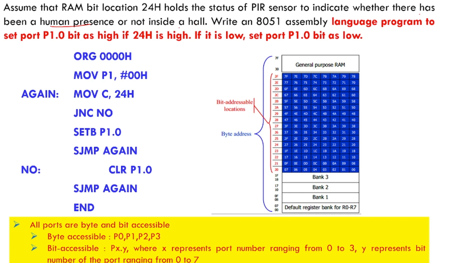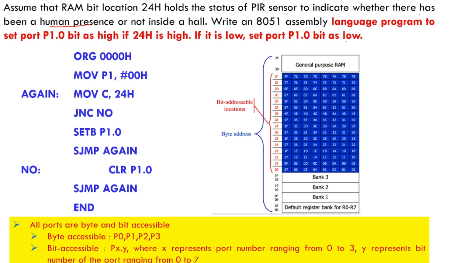First, read the logic once or twice, and try to understand what the problem statement is. Write an 8051 assembly language program to set port 1.0 bit as high if the 24H bit memory location, that is a RAM bit location, is high. If it is low, set the port 1.0 bit as low.